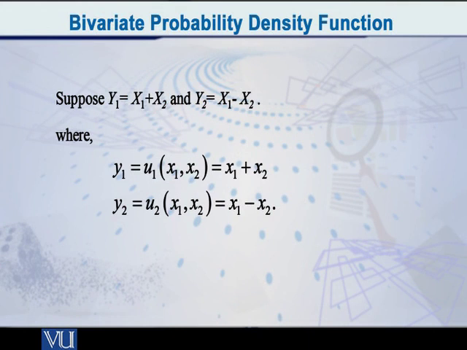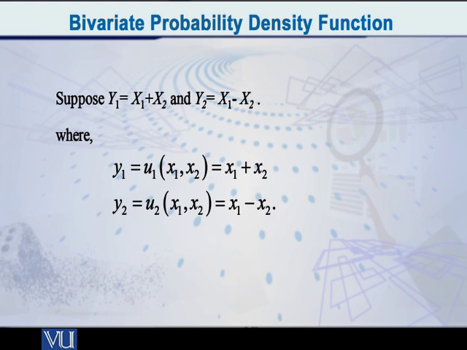Now that we have this joint PDF, suppose that I'm interested in the PDF of the random vector y1, y2, where y1 is equal to x1 plus x2 and y2 is equal to x1 minus x2. If we define y1 and y2 this way, we are interested in what the joint PDF of this new random vector y1, y2 is.